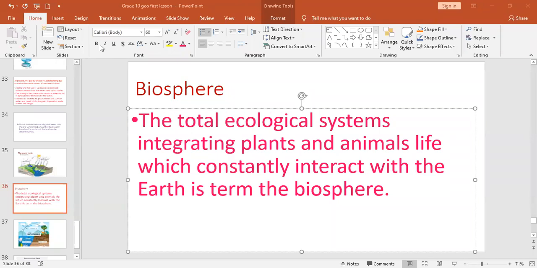There are two factors that affect the process in the biosphere. These components we can divide into two as living components and non-living components.